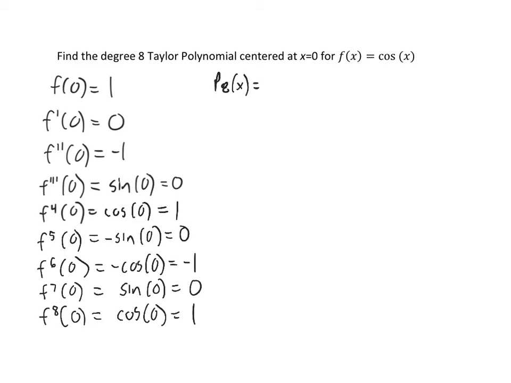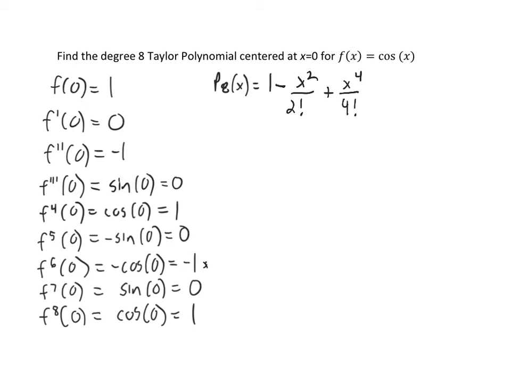So putting this together, the Taylor polynomial of degree 8 is going to equal 1 minus x squared over 2 factorial plus, we would skip the third one and jump to the fourth one because we had a 0 for the third one, x to the fourth over 4 factorial.